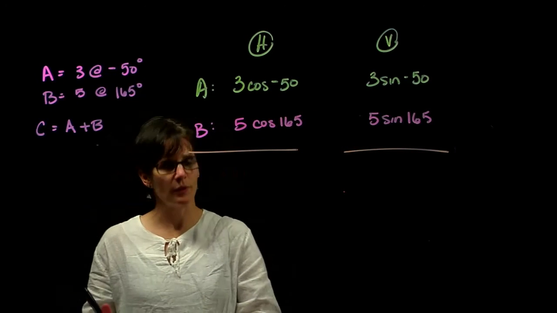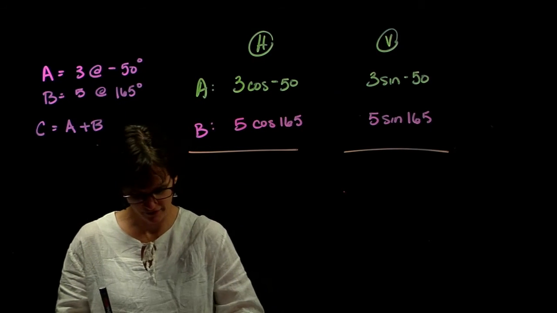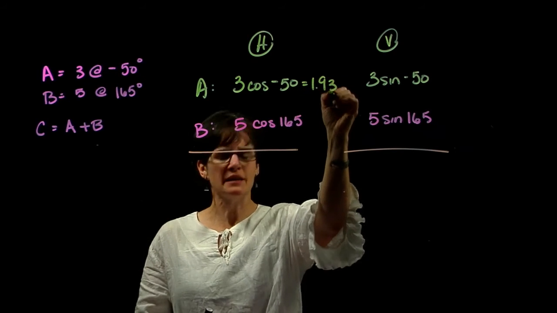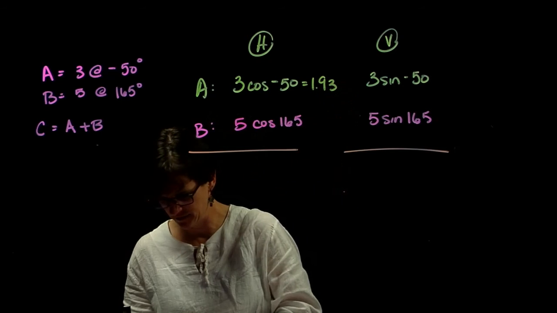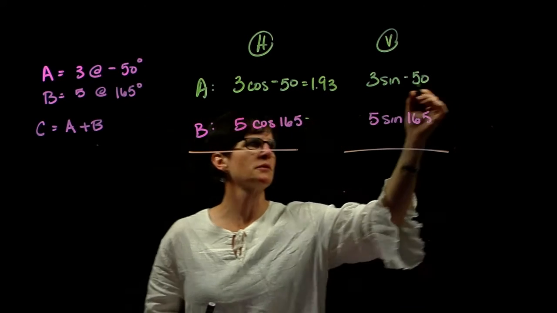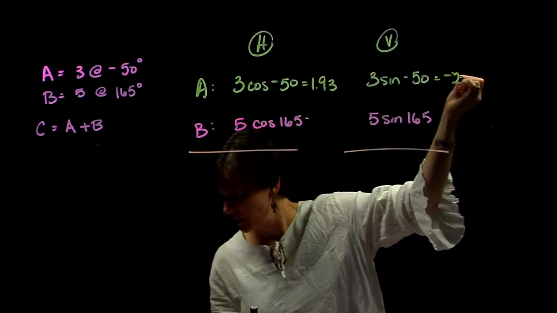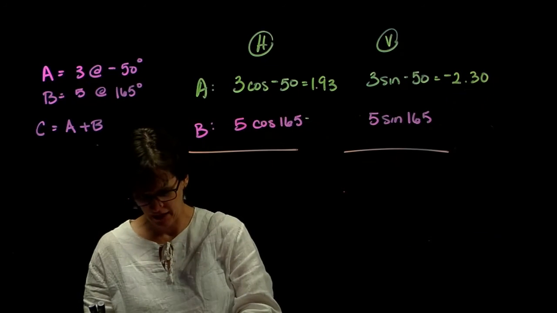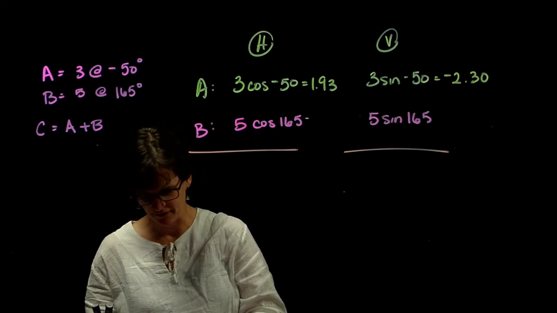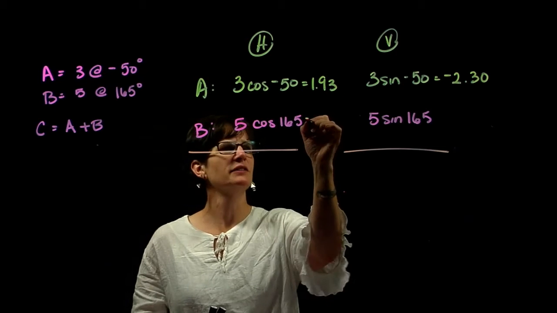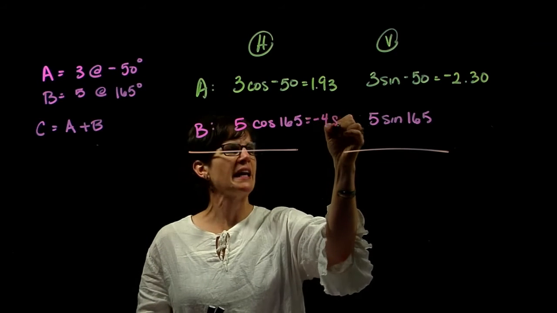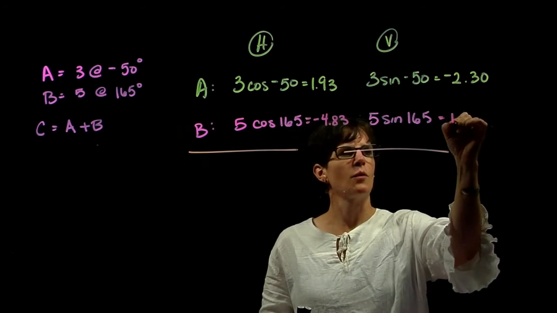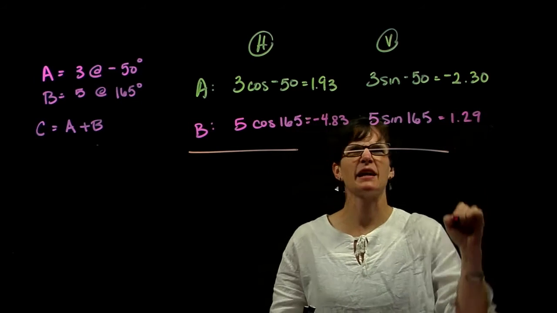So let's look at what each one is. 3 times the cosine of negative 50 is 1.93, and 3 times the sine of negative 50 is negative 2.30. And 5 times the cosine of 165 is negative 4.83, and 5 times the sine of 165 is 1.29. Now those should all make some sense.